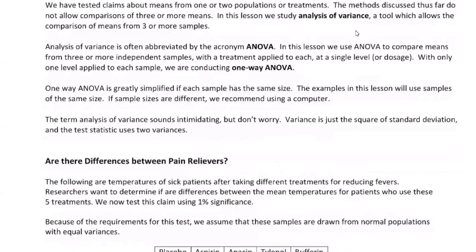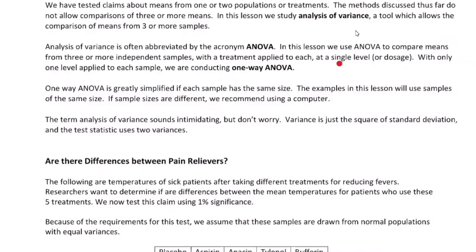Analysis of variance is often abbreviated with the acronym ANOVA. In this lesson, we use ANOVA to compare means from three or more independent samples with a treatment applied to each. So a treatment is like a medical treatment. Okay, so that would be for an experiment. Or it could be a non-medical treatment with any kind of an experiment at a single level of dosage.